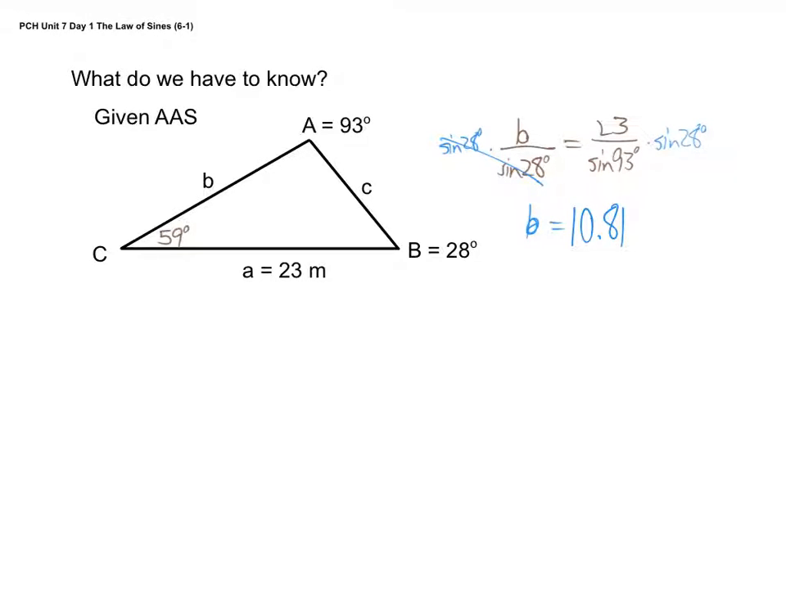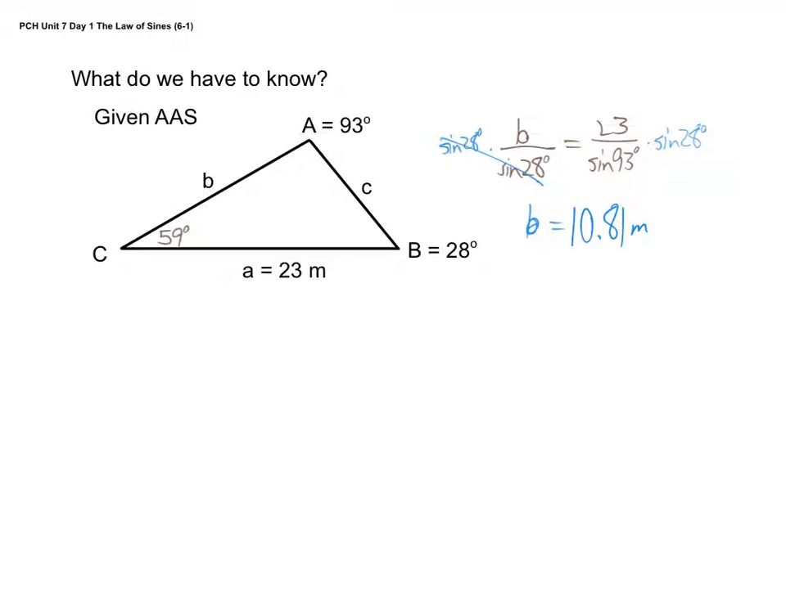So we get 10.81. As a general rule here, when you're finding sides, give me 2 decimal places. And this is in meters. We're going to be doing a lot of word problems with these, so make sure that you give units with your answer as well. So this would be 10.81 meters for side B.